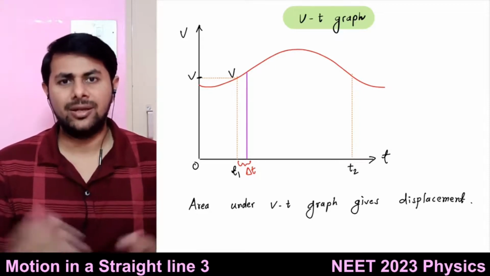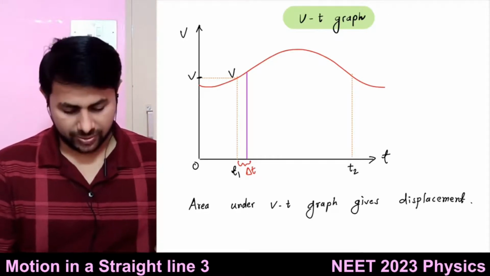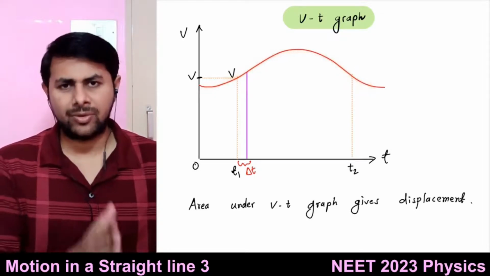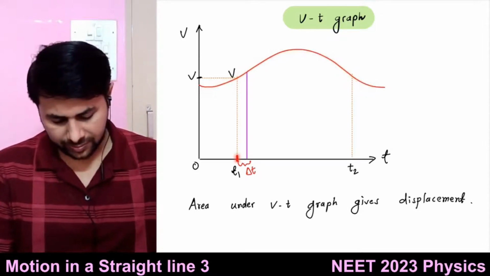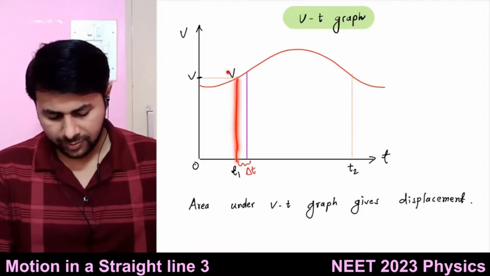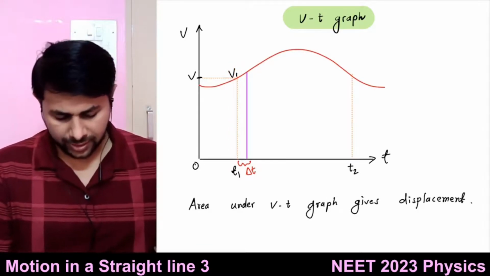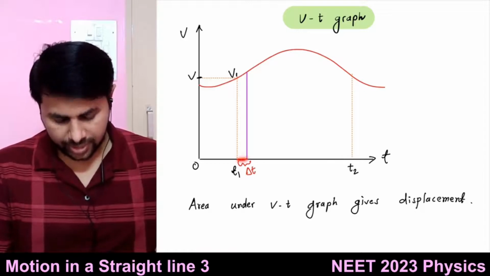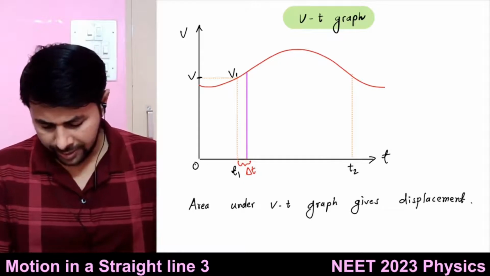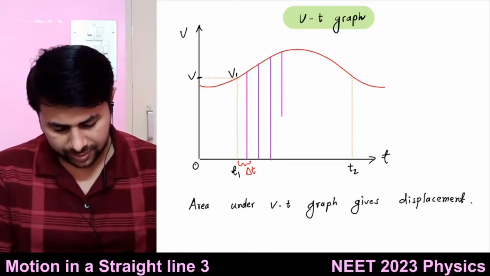But the question is how to find the area under this kind of curve. For that, we break this total area into n number of small segments, like this. Let's suppose we are starting at this time t1. At this time velocity has some value, let's call it v1. We consider small time intervals of length delta t, and we break down this total curve into n number of small segments like this.